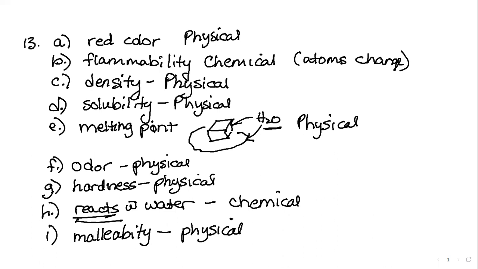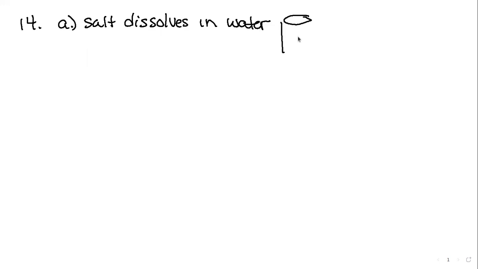Okay, in 14, we're going to do very much the same thing, except now we're doing physical change and chemical change. So A, salt dissolves in water. Well, that salt dissolving in water, the atoms are still the same. You have water, you have salt, it disappears, but the sodium's still in there and the chlorine's still in there, so it's still salt in there. So that is a physical change.